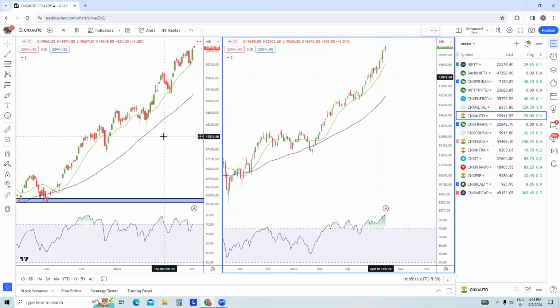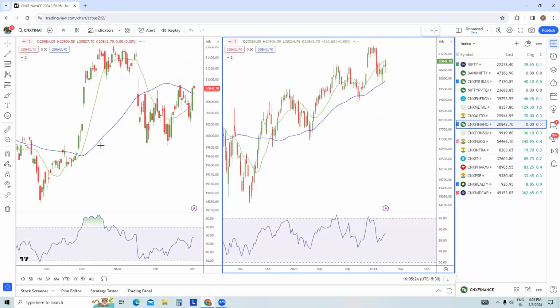Auto pack continues to remain exceptionally strong. The trend is up, and possibly every dip on the downside will be bought into. Finance pack, yes, I can say that this is the first time after this particular low, it has tried to make a higher low. And if we make a higher high, and after that again, if we make a higher low, possibly that will be the first sign that the entire trend is getting revived.